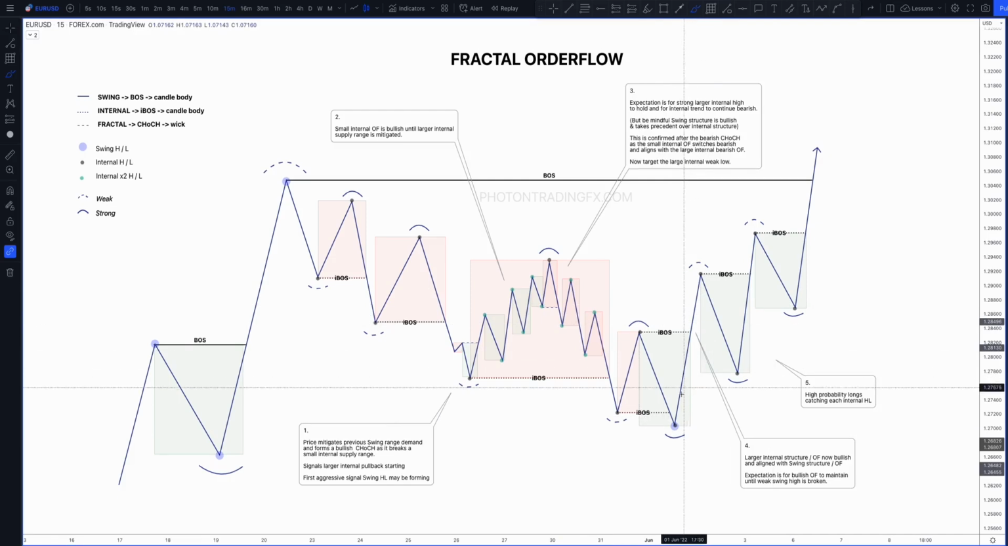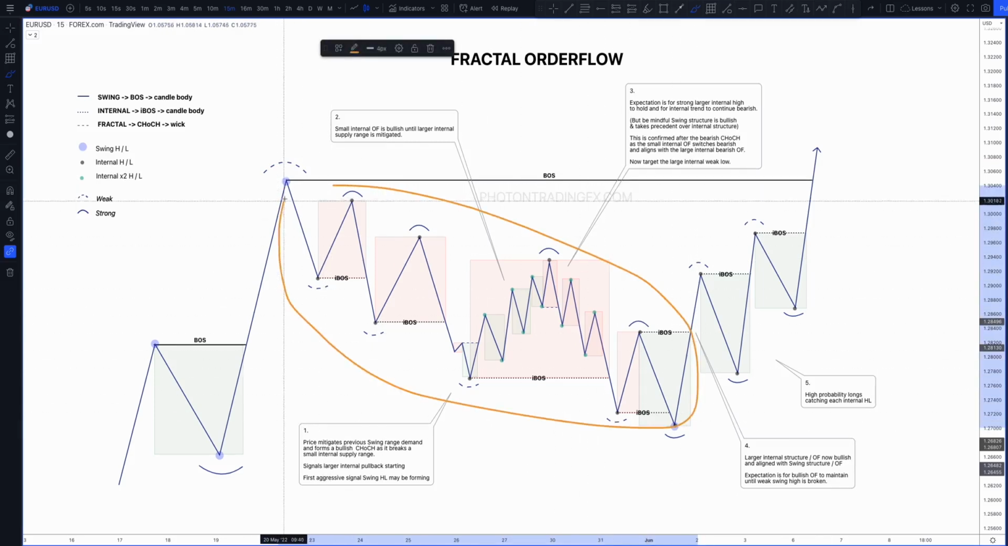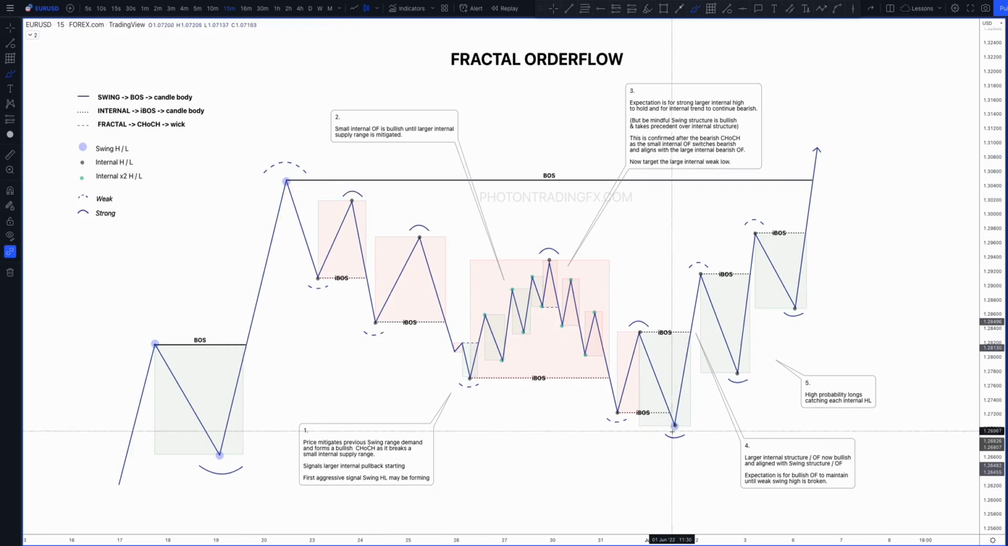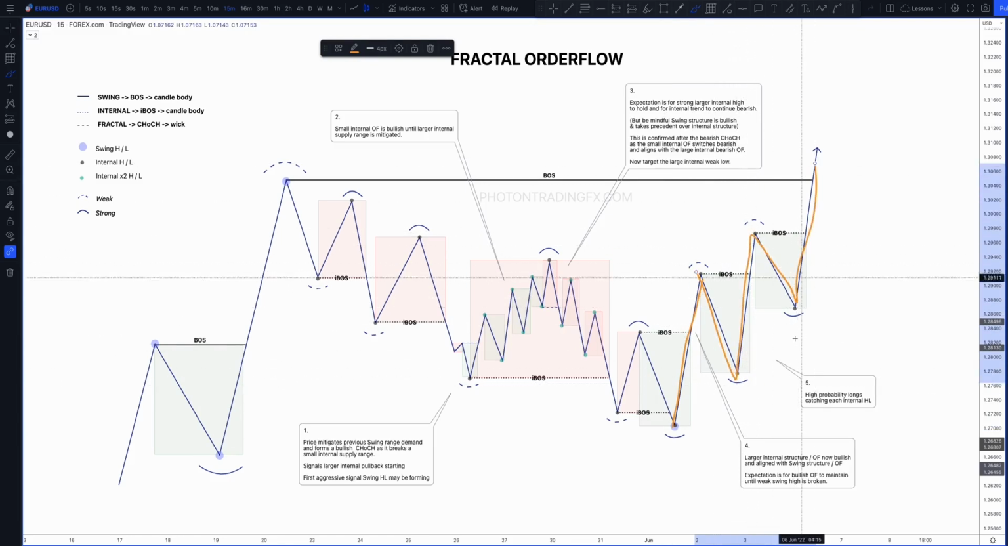So now what do we expect? Now we expect these demand ranges to hold until it takes out that weak swing high, until it takes out the start of that bearish internal leg, which in this case is where the swing high is. So that's why, when we get that shift in bullish order flow, that shift in the larger internal structure, we now expect these ranges to hold until they go the whole way up.